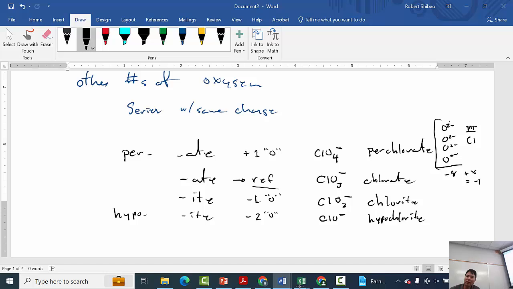Let's look at hypochlorite. If we go to hypochlorite, on the other hand, oxygen likes to be minus 2, and then that means chlorine's got to be plus what? We'll call it plus x to equal minus 1. Chlorine is plus 1, so we'll just call that Roman numeral 1. And so in bleach, chlorine is plus 1. In perchlorate, chlorine is plus 7.